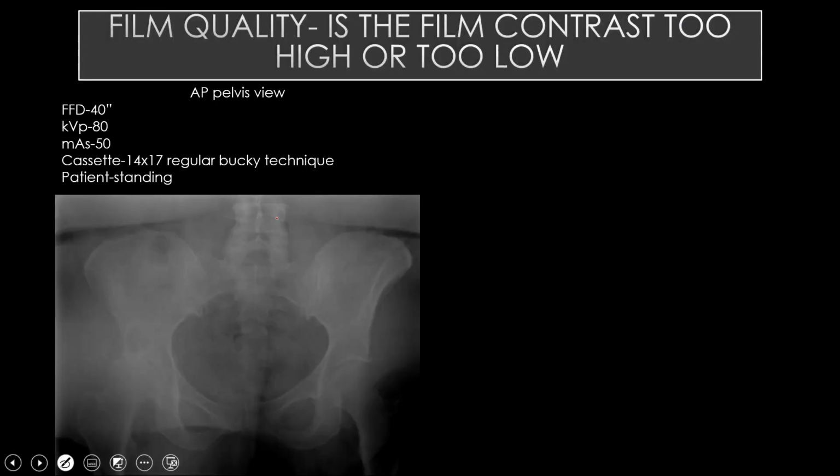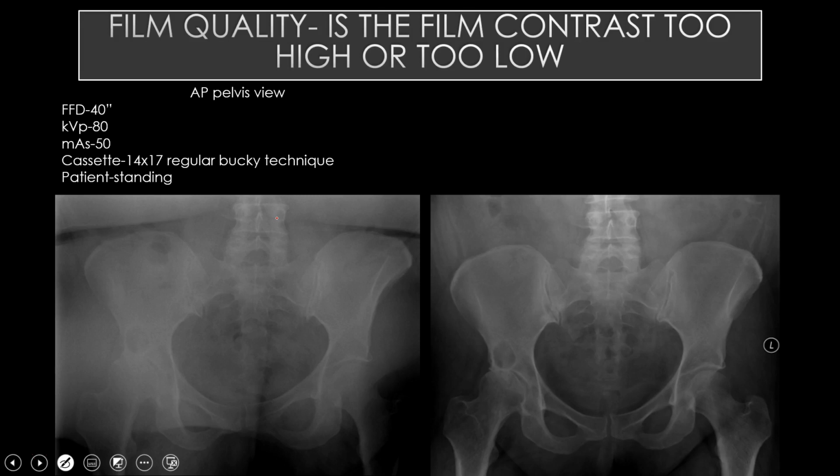So here we have an A to P pelvis view. We perform this at a 40-inch FFD, focal film distance. The KVP is 80. The MAS is 50, and we use a 14x17 regular cassette using a Bucky technique, so we did use a grid, and the patient was standing in this case. As you can see, it was a properly done image. However, the contrast could be better. You see there's way too many shades of gray.